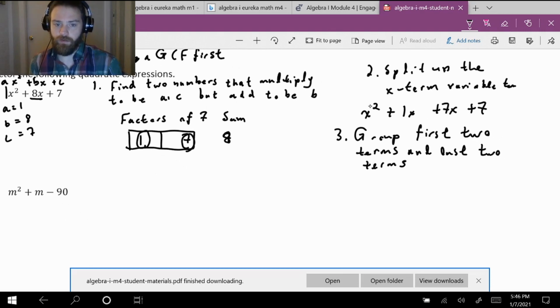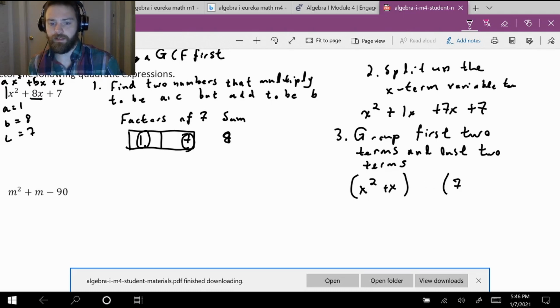So if I group the first two terms, that's just saying x squared plus x. So I just got rid of the 1. Anytime you see an x, it just means 1x. And then 7x plus 7.